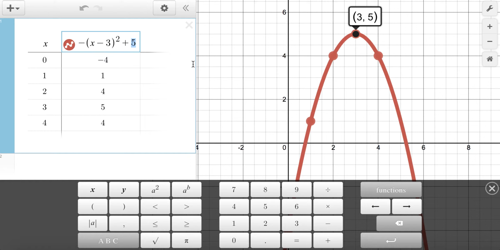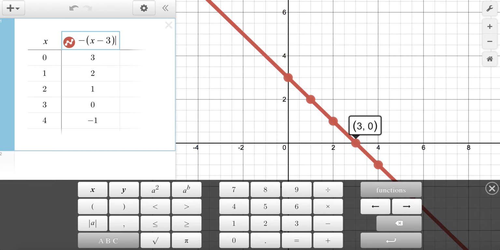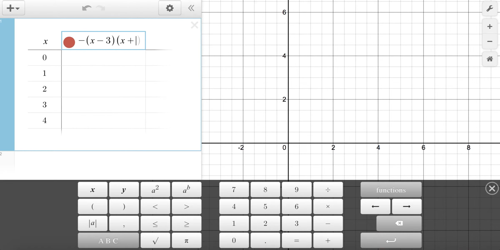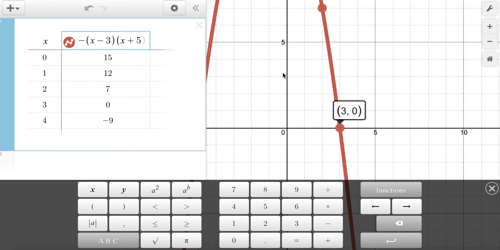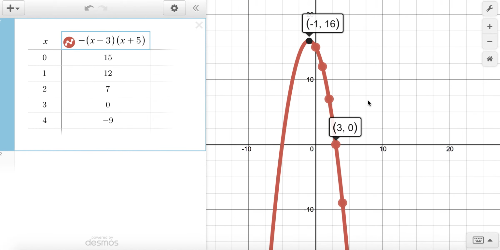The last graph I asked you to take a look at is in a very different form. Now you're looking at a graph that says (x minus 3) times (x plus 5). And you'll have to use a little bit of a different scale here. Here's a sketch of this graph.